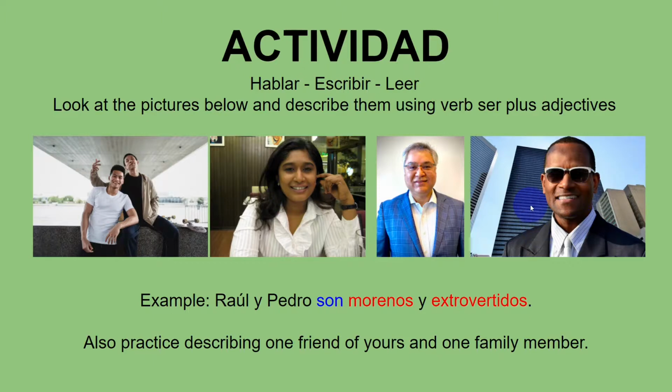Okay. Also, once you're done with these pictures, you can practice describing one of your friends and one of your family members. It could be your mom, your dad, your sister, your brother, or whoever you want. But go ahead and write down the sentences and use the verb and adjectives to make a perfect sentence. Let's move on.